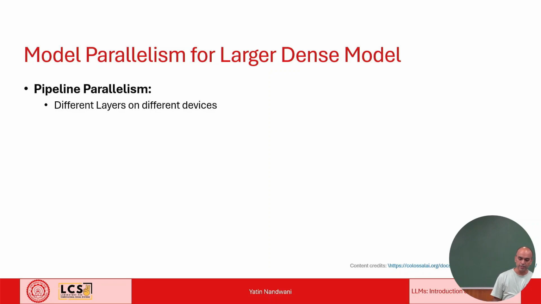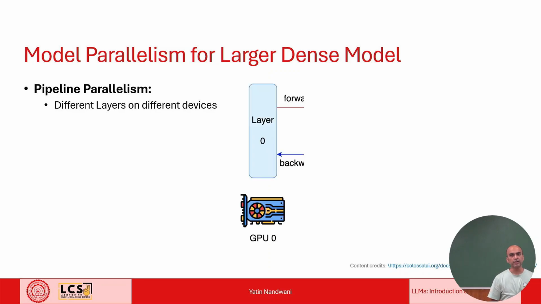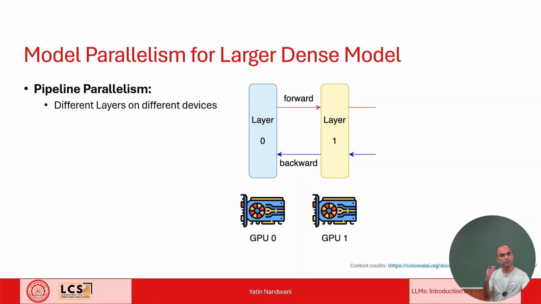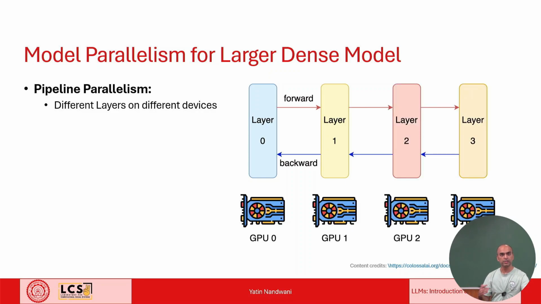There is another paradigm which is model parallelism, which is typically used for large dense models. Let's quickly look at that, so that you understand how we train a larger model if we have multiple devices. One simple approach is pipeline parallelism. In pipeline parallelism, we shard the model layer by layer. Layer one will be on one GPU, the second layer will be on another GPU, and so on. So this is called pipeline parallelism, where we are sharding a model layer by layer.